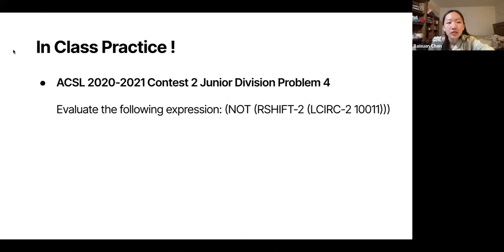Okay. So, first we do the left circle, right? The left circle, we take off the left two most digits and we add them to the back. So this one will be equal to 0 1 1 1 0. And then for right shift, we take off the right two digits and then we add 0 to the front, right? So then it'll be 0 0 0 1 1. And then for not, we just do the opposite of the string. So it'll be 1, 1, 1, 0, 0. Yeah, 1, 1, 1, 0, 0.